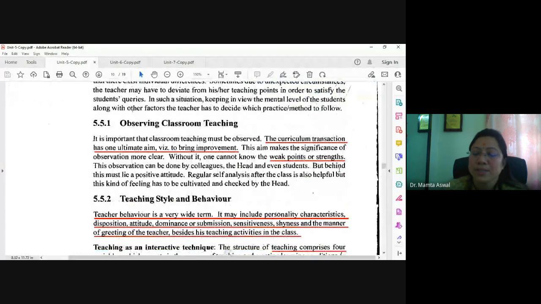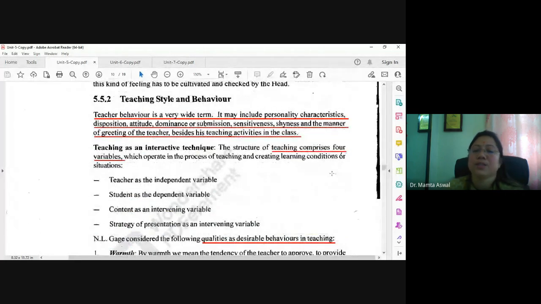Classroom teaching should be observed by the school head. It's a duty of the school head. Why? Only then will he or she be able to understand how the teacher is teaching, what the weaknesses and strengths of the teacher are, and accordingly make improvements in his teaching learning styles, teaching learning behavior or teaching learning activity.